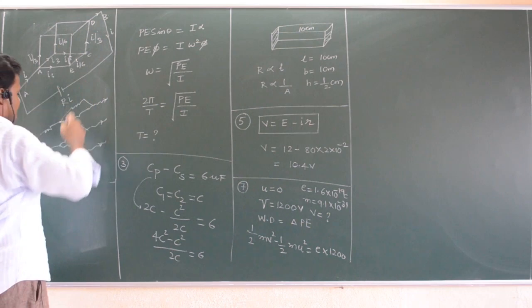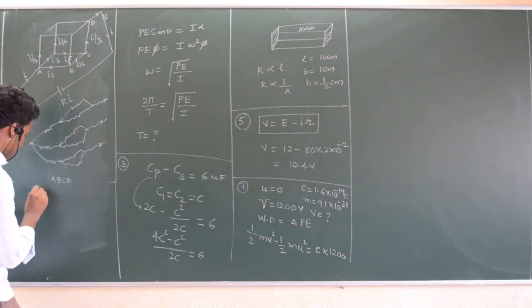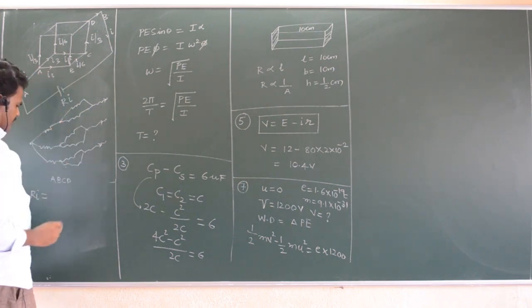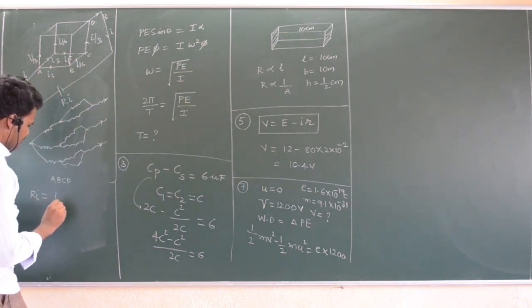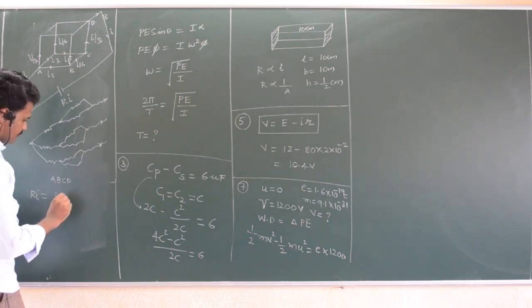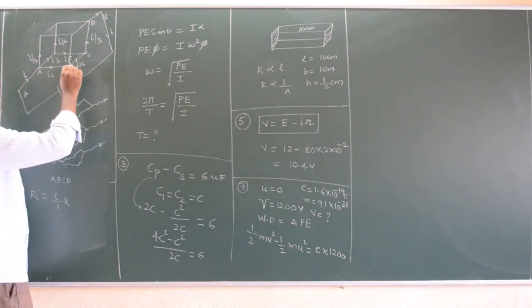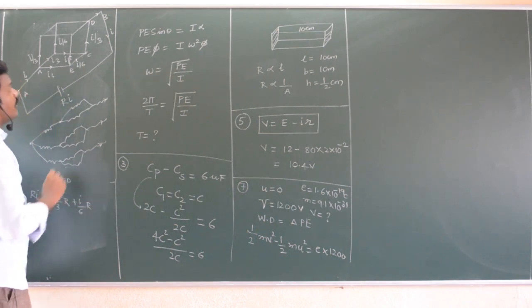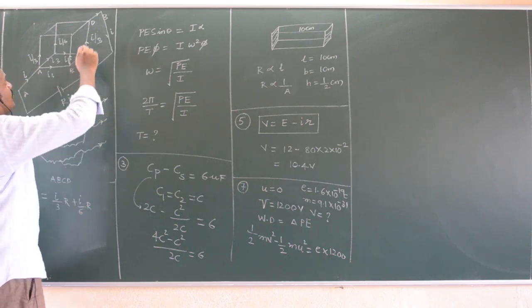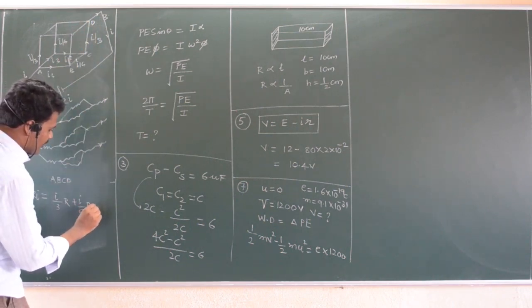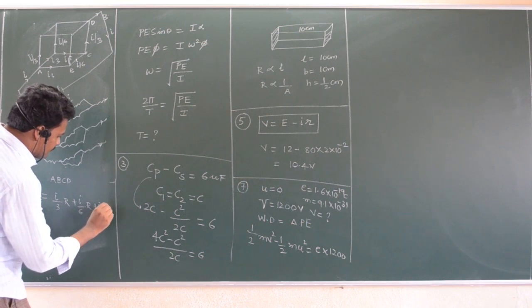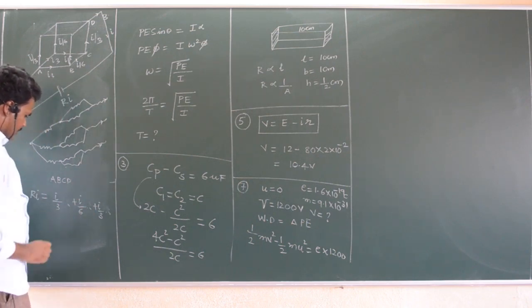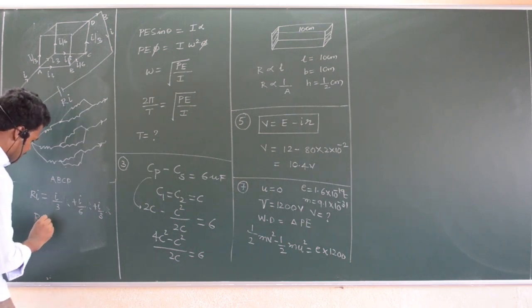Here to here the potential difference is Ri, where R is the effective resistance. So from A to B, the potential is I by 3 into R, because each resistance is R. Again from B to C, I by 6 into R. Again from C to D, I by 3 into R. Each resistor is given as 1 in your question. Now solve for the effective resistance. You will get 5 by 6.